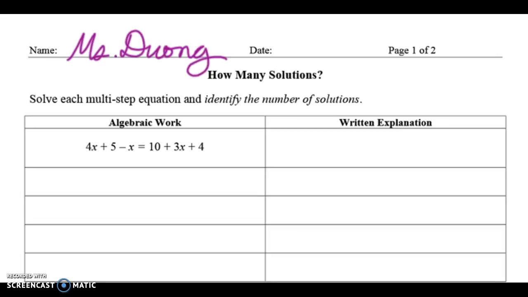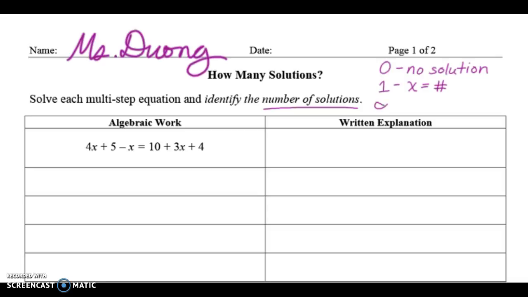In the past few weeks, we've been solving equations, starting with one-step equations for addition and subtraction, multiplication and division, and moved on to two-step. Now we're into multi-step, combining like terms, and even recently starting those that involve the distributive property. But here we need to solve each multi-step equation and identify the number of solutions.